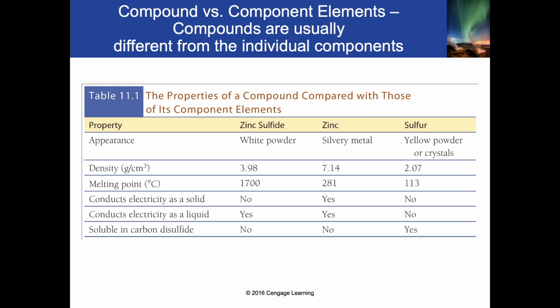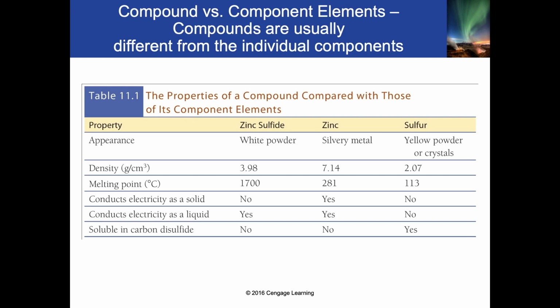Here's another thing. The melting point of zinc sulfide is 1700 degrees Celsius. My God, that's really, really hot. But zinc by itself melts at 281, and then sulfur melts at 113. So putting these together actually makes them more stable because they have a much higher melting point.